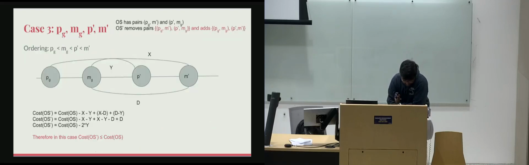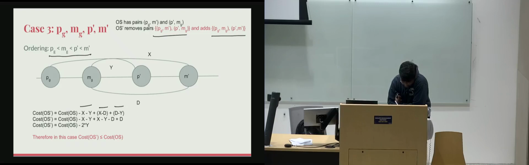This is the pairing. So PG and MG are the leftmost, and then P prime is on the right, and M prime is also on the right. So this satisfies the constraint that we have set. Let's see what OS prime is. We are removing these pairs and adding these two pairs, and the cost turns out to be like this: minus x minus y plus x minus d plus d minus y.